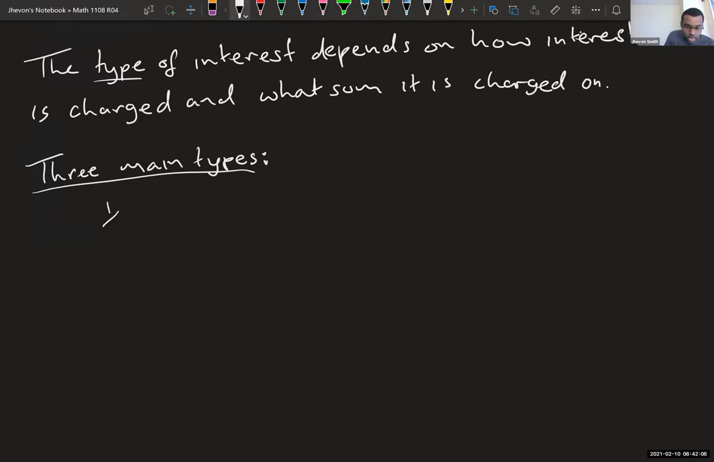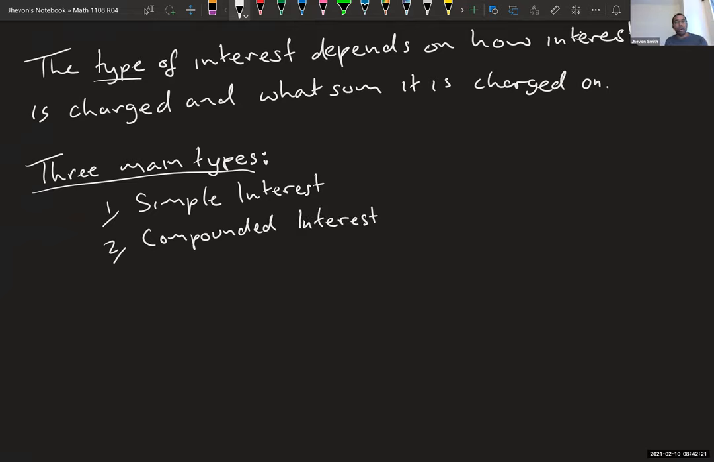There's going to be simple interest. And compounded interest. Right, so those are the two things that we can actually charge in real life. The third one is one that is actually useful, but useful in a theoretical sense. You can't actually do it.